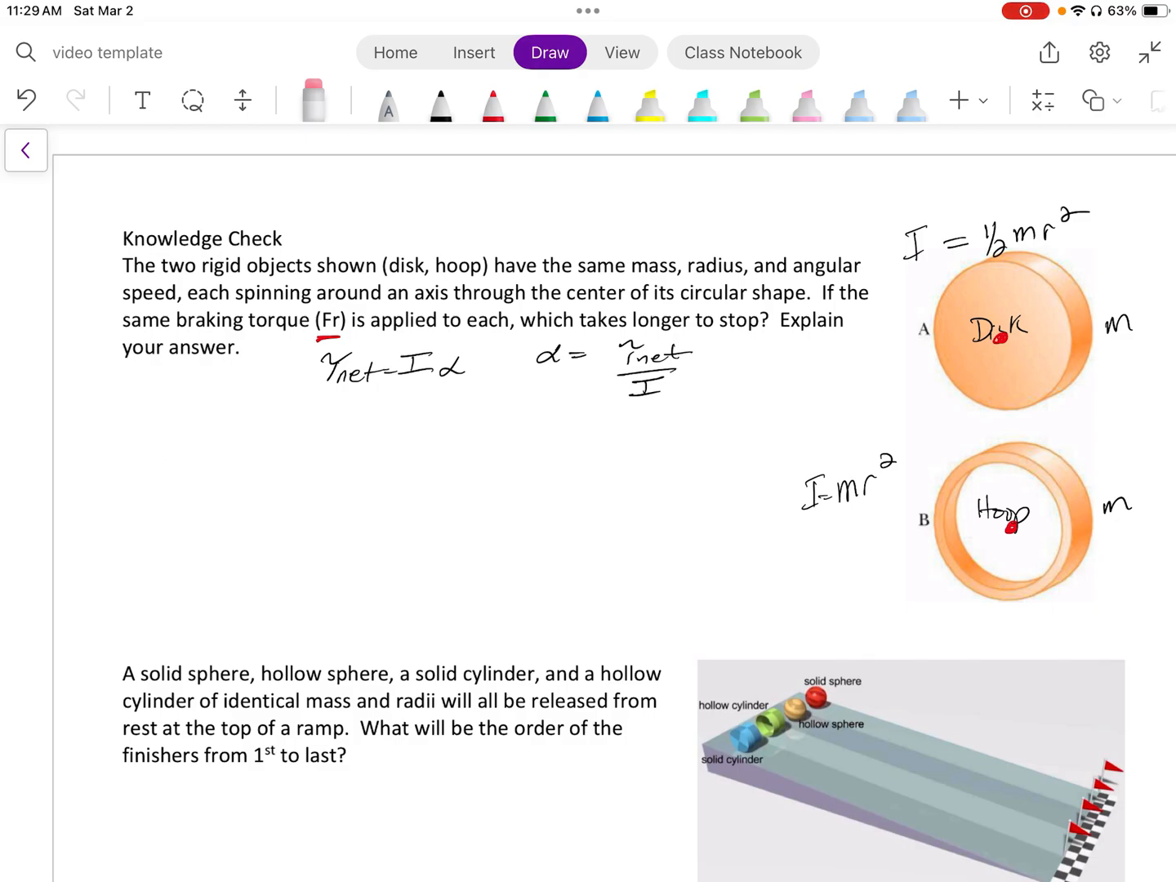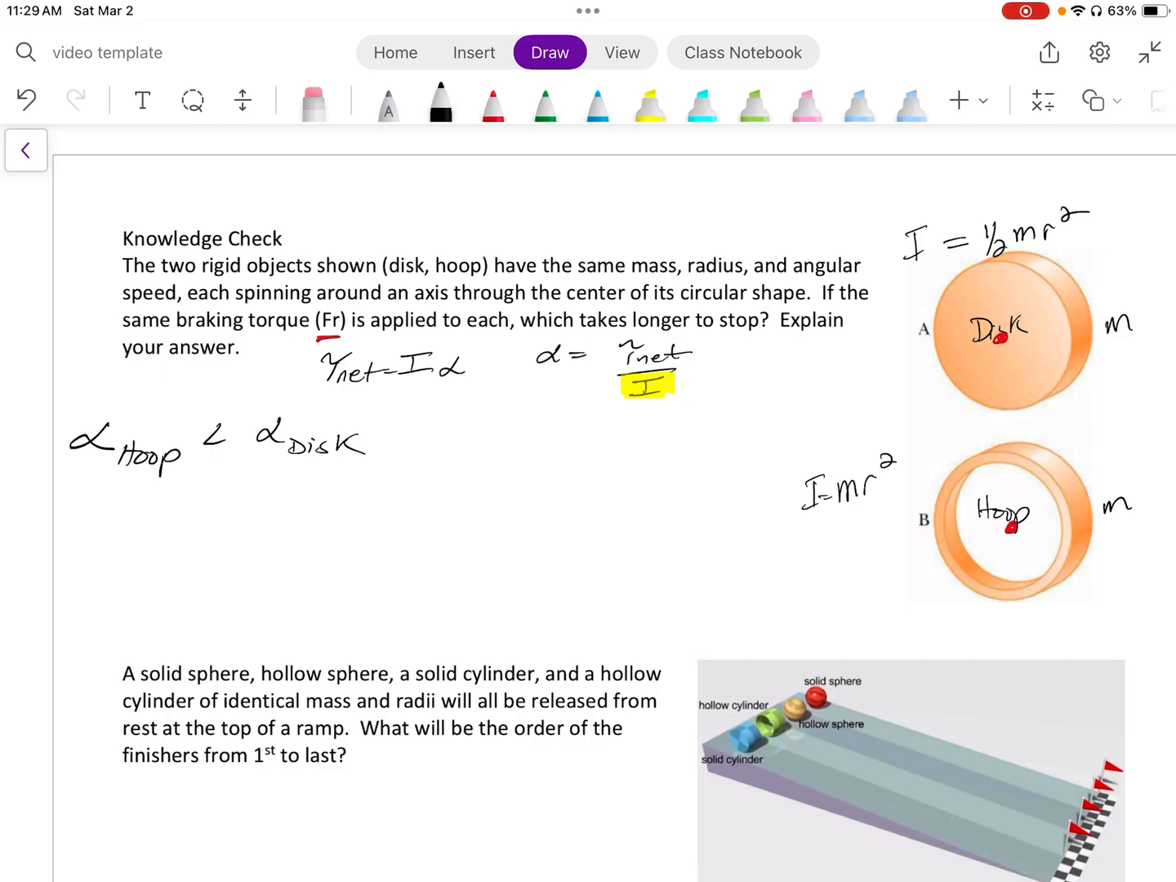The acceleration is proportional to the net torque, which is going to be the same number for both of them, and inversely proportional to the rotational inertia. So which rotational inertia is larger? The hoop has the larger rotational inertia. It is located in the denominator. So the larger the I, the smaller the angular acceleration. So the angular acceleration of the hoop is less than the angular acceleration of the disk because more mass is located away from the axis of rotation.